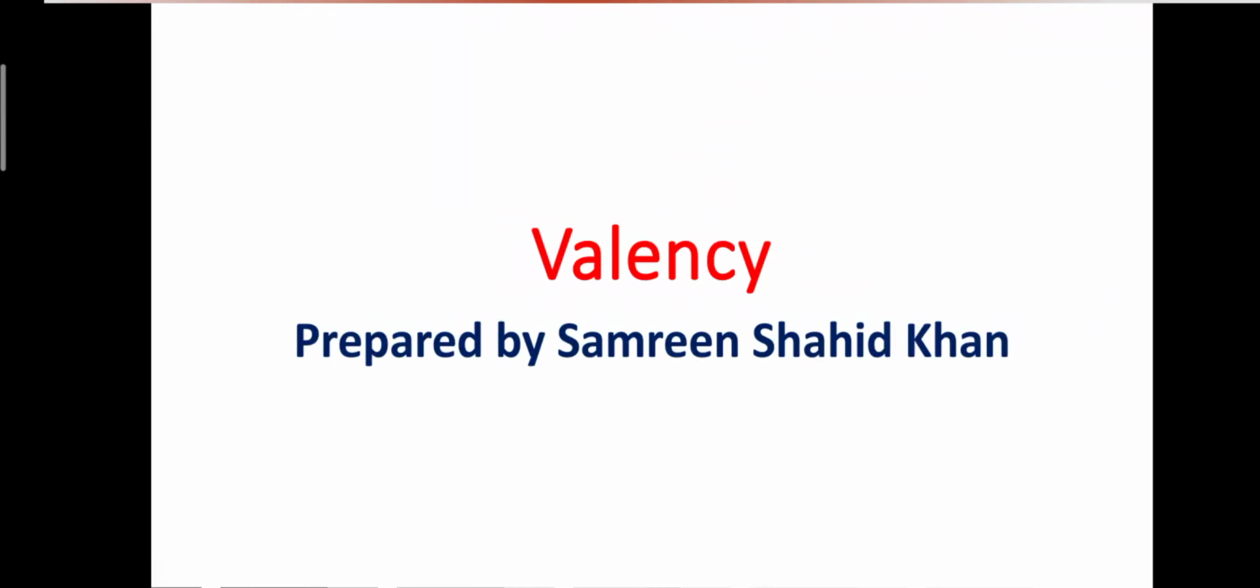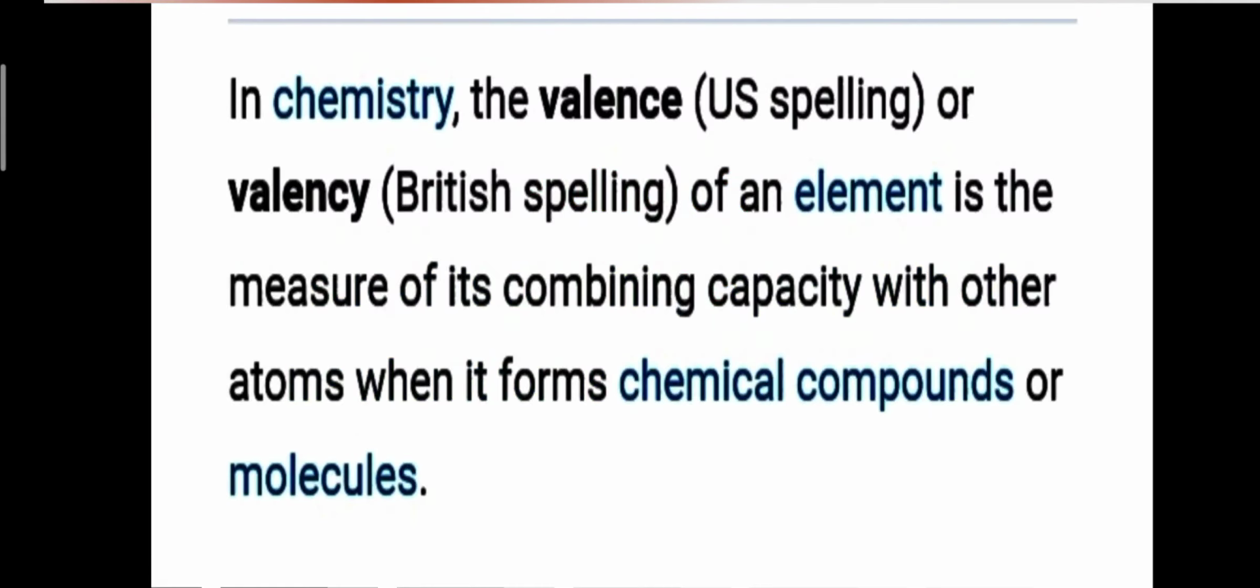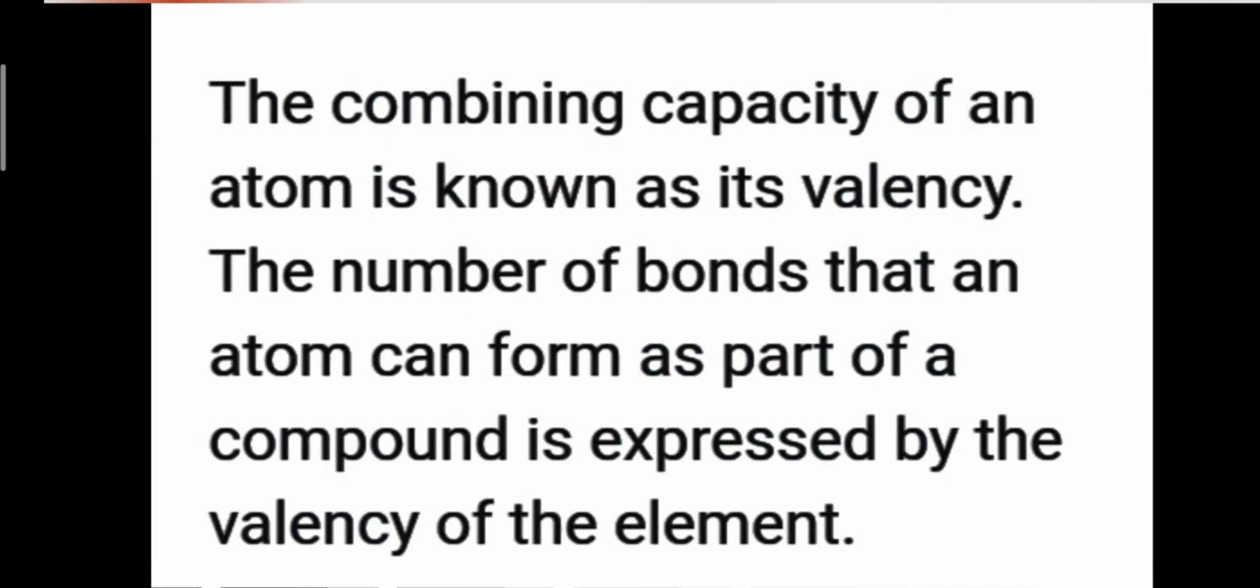Now let's dive into the topic. In chemistry, valency (the US spelling; valency is the British spelling) of an element is the measure of its combining capacity with other atoms when it forms chemical compounds or molecules. The combining capacity of an atom is known as its valency. The number of bonds that an atom can form as part of a compound is expressed by the valency of the element.